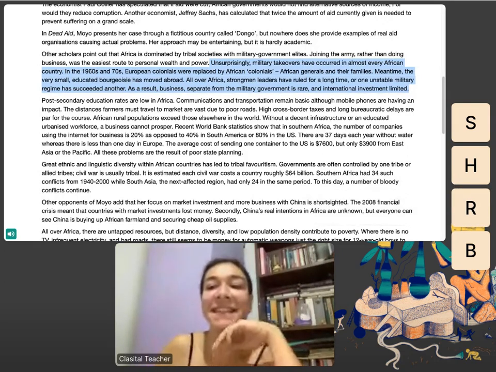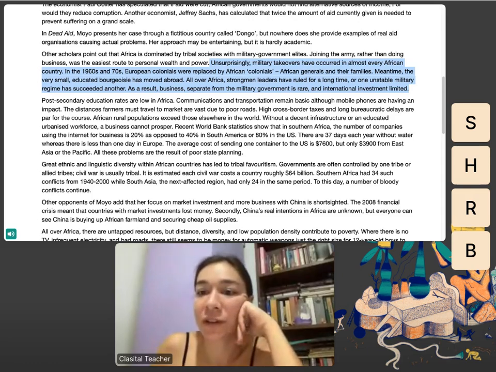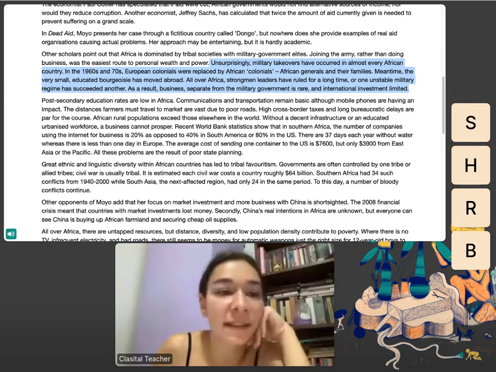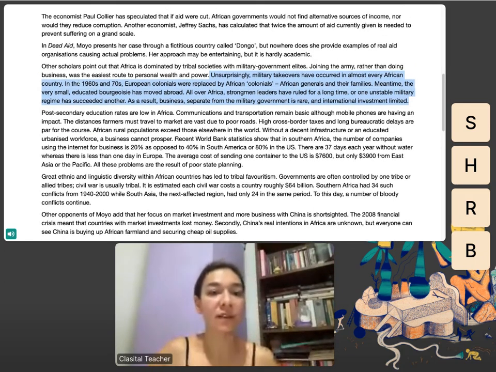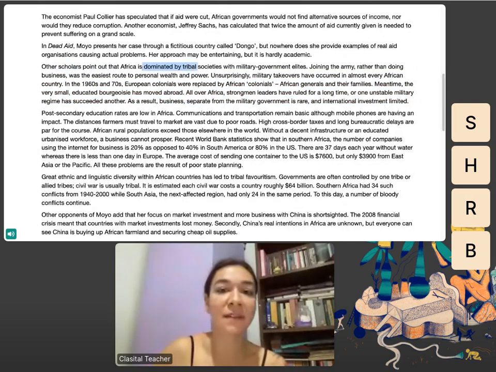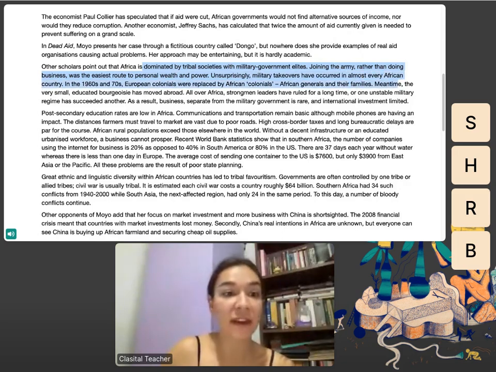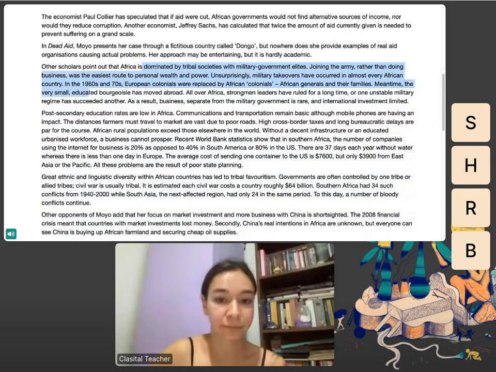Okay, let's see. Yes, it is societies. This is because Africa is unfortunate due to its societies. It is a long way from international markets. In here, it says other scholars point out that Africa is dominated by tribal societies with military government elites. Joining the army rather than doing business was the easiest road to personal wealth and power. Unsurprisingly, military takeovers have occurred in almost every African country.